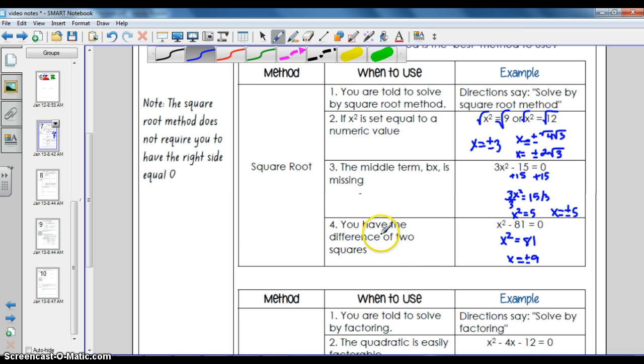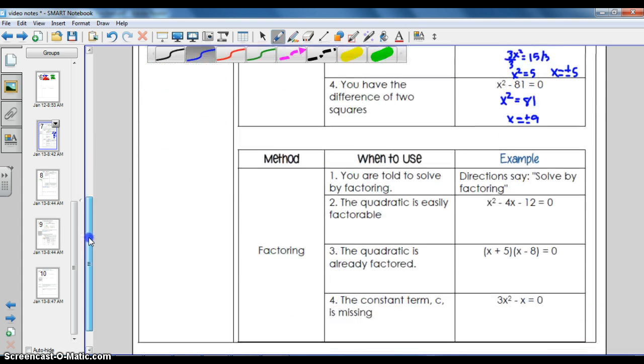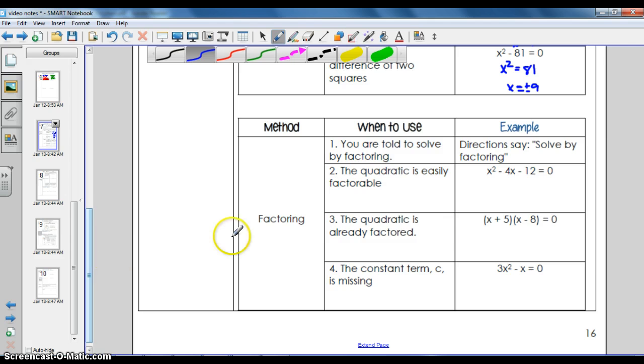There we go. So the next method is going to be factoring. If it says solve by factoring, then you're going to factor. So look for the easy factorable quadratics where it's just x squared and you have factors of negative 12 that can add to get that middle term, which in this case would be negative 6 and 2. That multiplies to get negative 12, adds to get negative 4. So it'd be x minus 6 and x plus 2. And then set these each equal to 0 and solve. Add 6, so x equals 6, minus 2, so x equals negative 2.